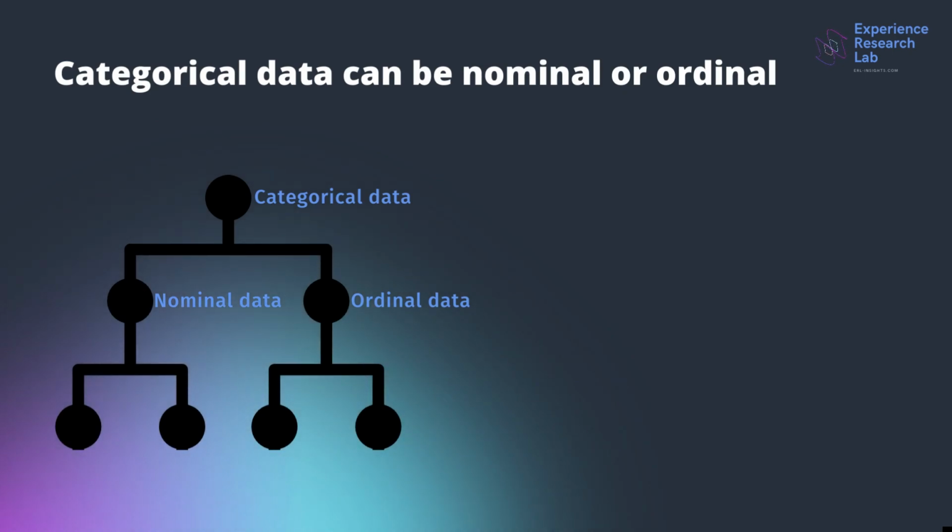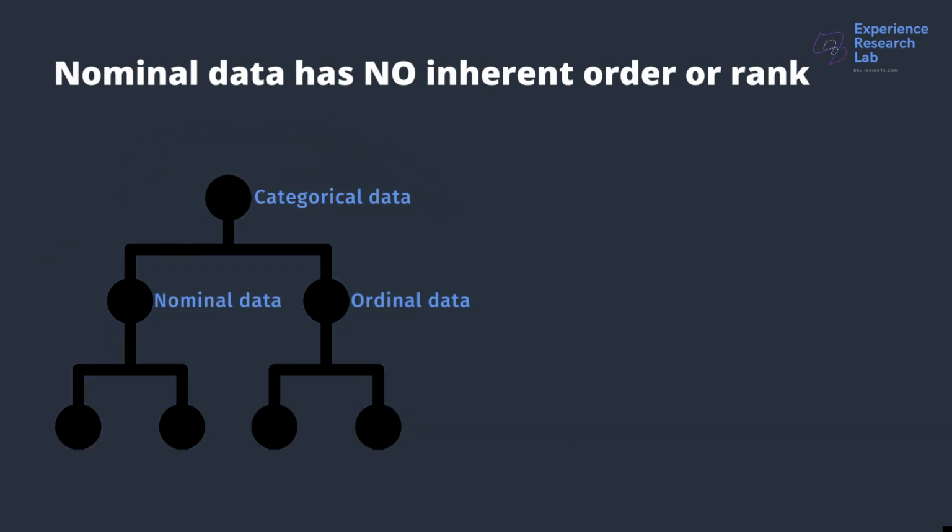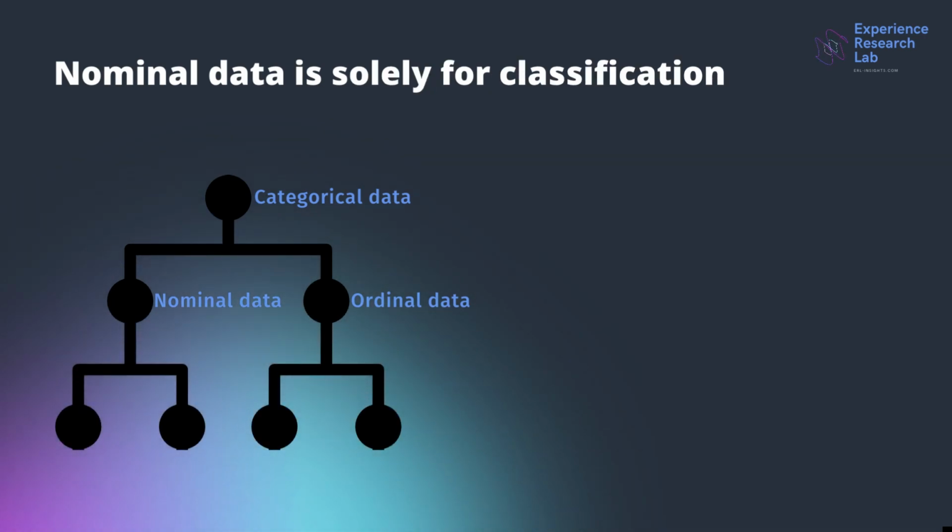There are two subtypes of qualitative or categorical data. They are nominal and ordinal. So nominal data represents categories with no inherent order or ranking. These categories are solely for classification purposes in various fields such as marketing or biology. They don't possess any quantitative value.